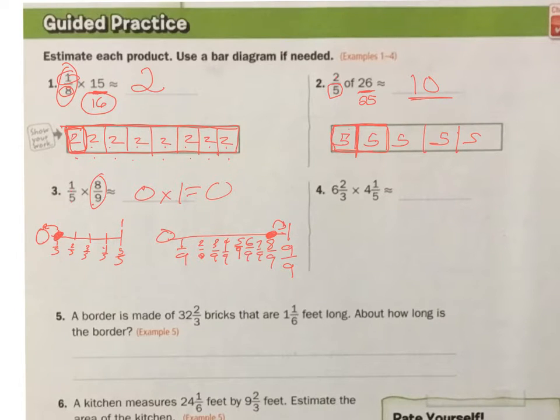Now this one, number 4. This 2/3, which is more than a half. So I'm going to move this number up to 7 times 4/5. 1/5 is less than a half. So I'm going to just drop that. Equals 4. So 28. So 6 2/3 times 4 1/5 is about 28. Not the exact, because we made a little adjustment. Estimated. Okay? We rounded them.